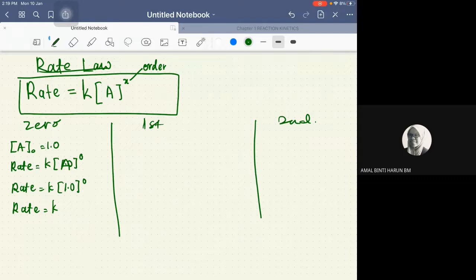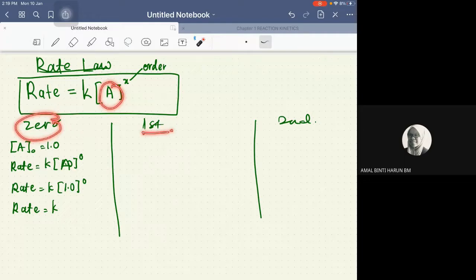So, finally kita akan dapat rate sama dengan K. Meaning that, no matter how much we add the concentration of A, it won't affect the rate of the reaction. Because rate equal to K. Maksudnya, tindak balas ini, kadar tindak balas tidak akan dipengaruhi oleh concentration. Itulah ciri bagi zero order.